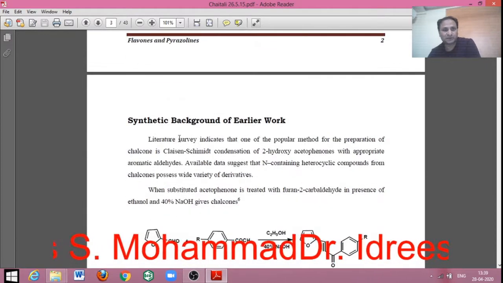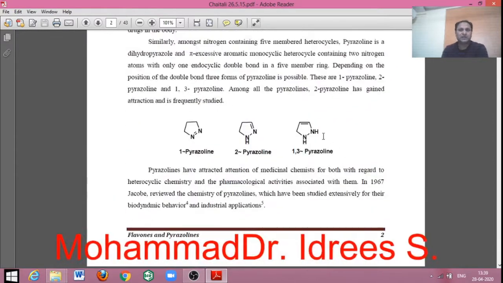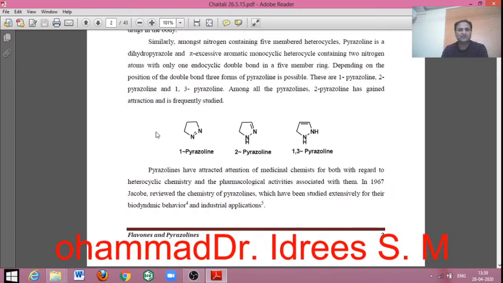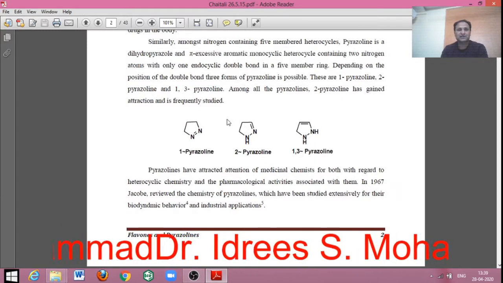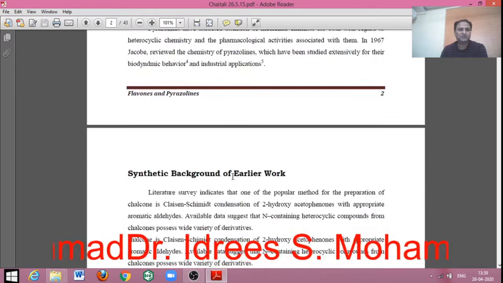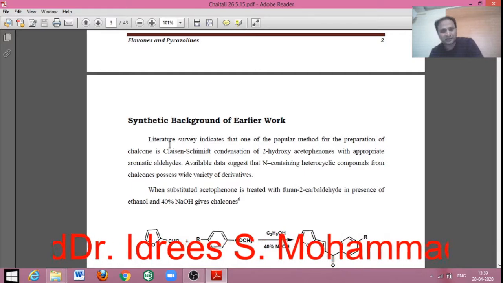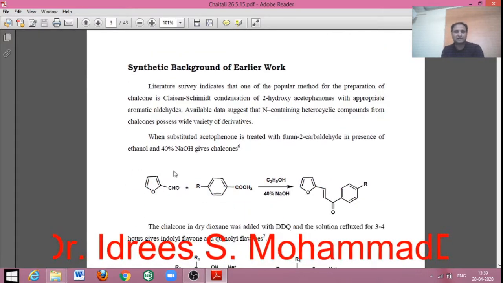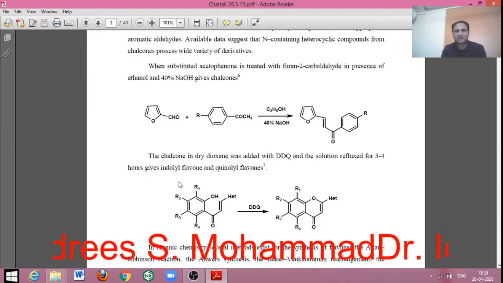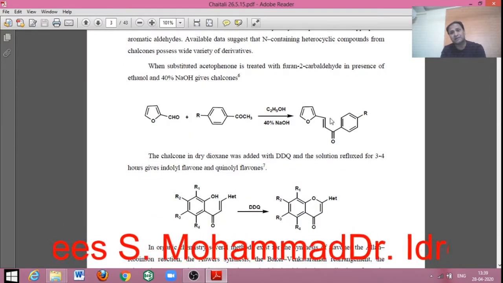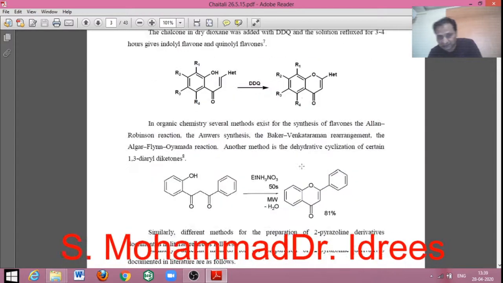And let's go for the synthetic background of the earlier work. This is the diagram here. This is the literature survey that the student has written in his project. Let's move toward the synthetic background: how many researchers have done their work by taking starting material with the same skeleton, that is the alpha-beta unsaturated ketone. You can see it undergoing cyclization and giving the flavone type of structure.